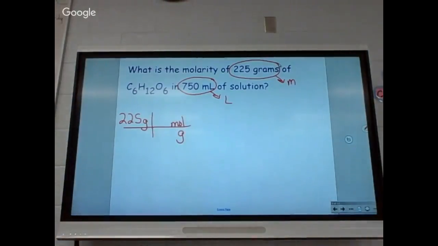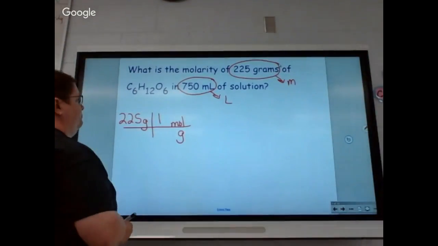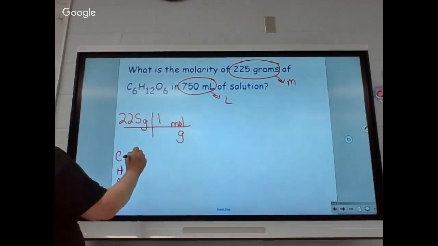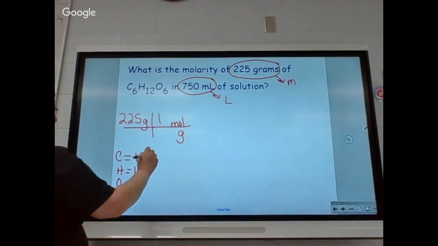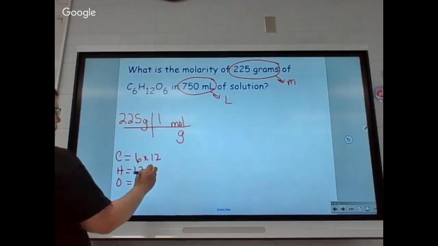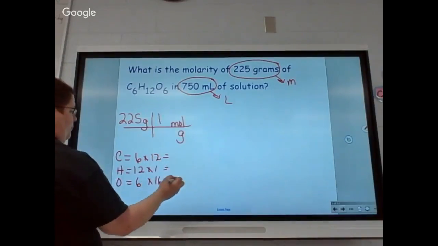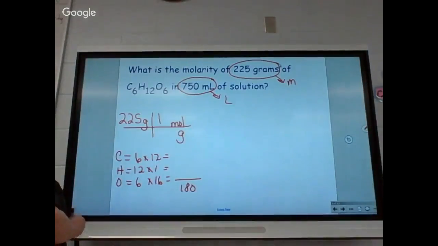So, what do we put beside moles? One. How do we get the grams? C6H12O6. What's the mass of that? 180. I'm not going to do that, I'm just going to write 180. Everybody remember how to do that?